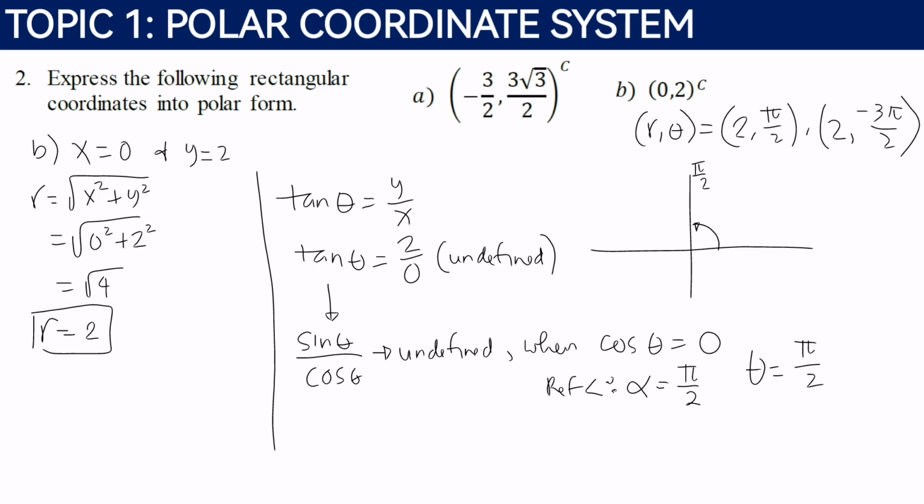Let's try to plot. Let's locate this point (0, 2). So this is 0 on the x-axis, then 2 units on the y-axis. If we also locate this polar point, it will lead us to the same point: angle pi over 2 and 2 units from the pole. So this is the correct answer.